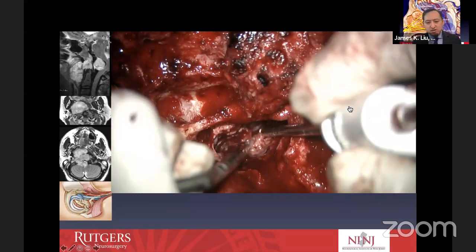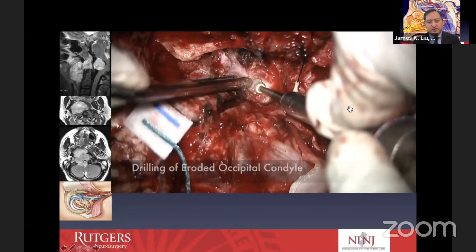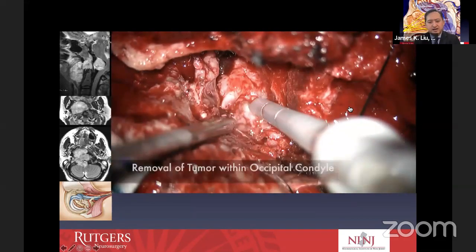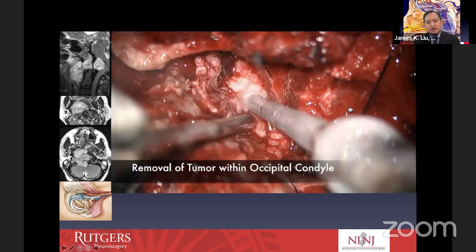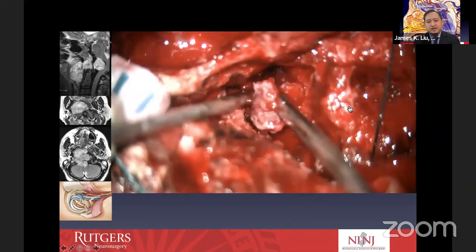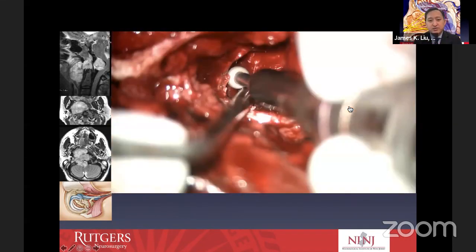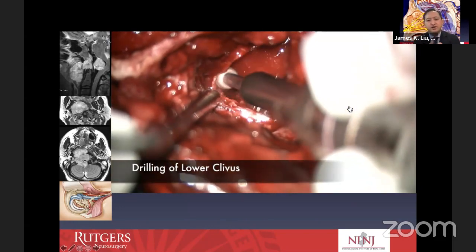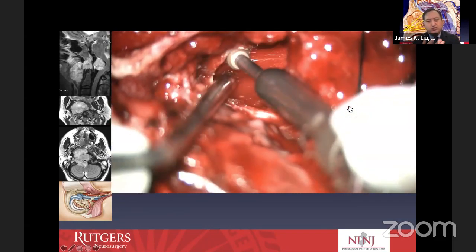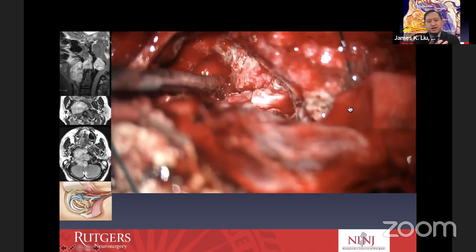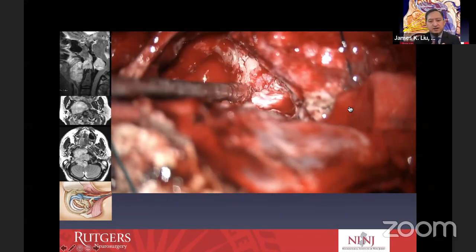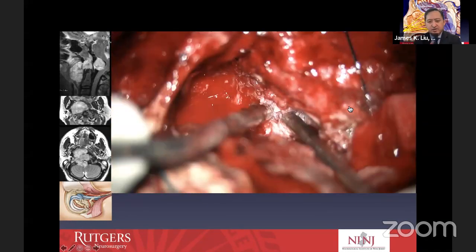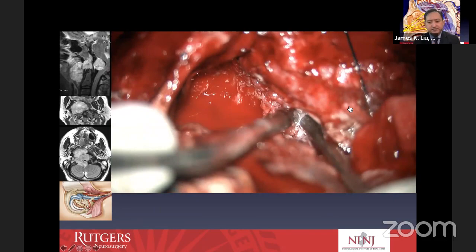We now have this huge access to the craniocervical junction where we can now drill off the remainder of the occipital condyle, access that tumor that's right at C1 and C2. And in this case, we did not have to transpose the vertebral artery to get to this area because the tumor has already created such a large corridor where I can now drill off the top of that clivus. And here's the tip of the odontoid right at the suction tip. I can now drill the tip of the odontoid process without any vertebral transposition.